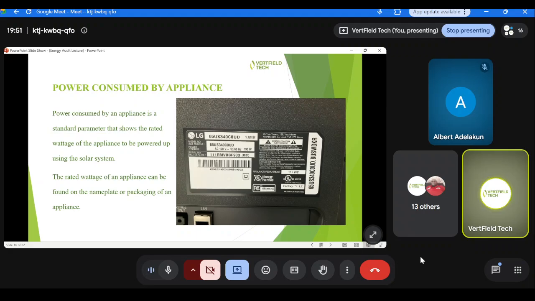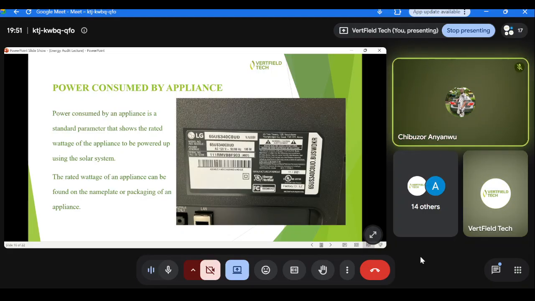So this here is a little task for every one of us here. Who can see the screen clearly? Who can see the nameplate clearly? Can anyone tell me the energy consumed by this appliance? Is there anyone who can see the screen clearly? Who can tell us the energy consumed?